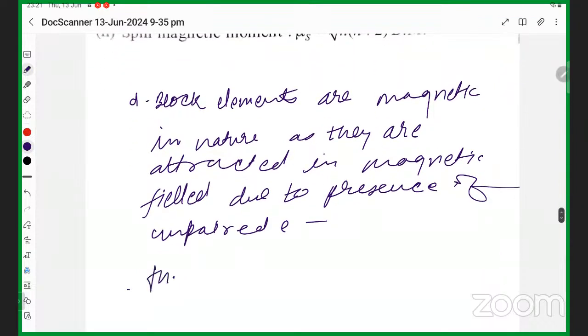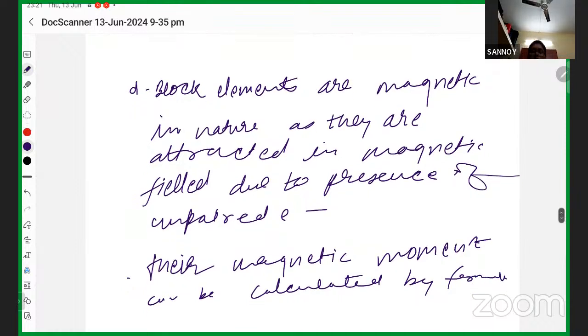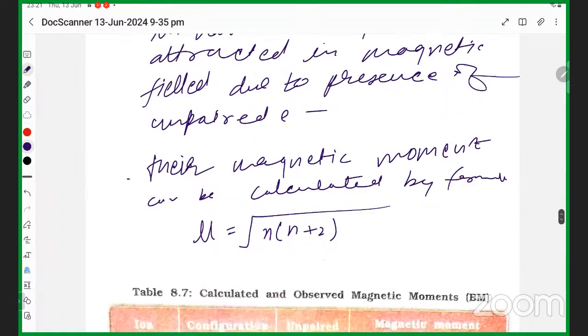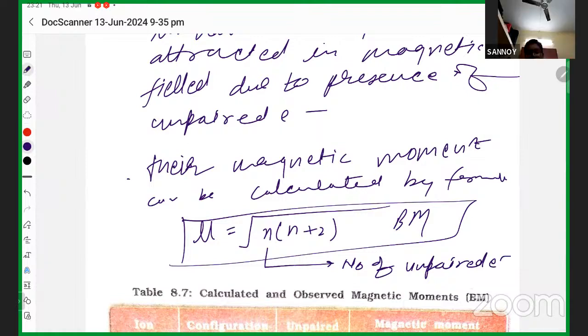Their magnetic moment can be calculated by a formula. Sir, you can send me the notes after this. So mu is equal to the square root of n(n+2) Bohr magneton, where n is the number of unpaired electrons.